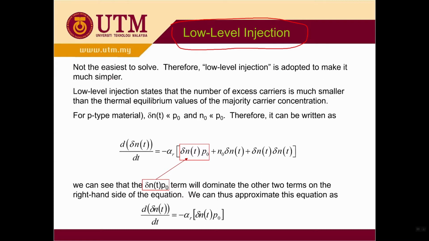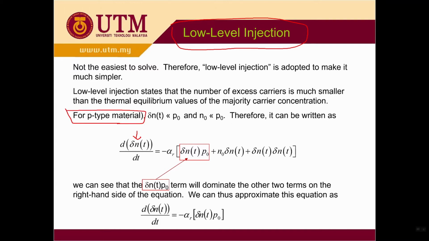So what is low-level injection? Low-level injection states that the number of excess carriers is much smaller than the thermal equilibrium value of the majority carrier concentration. So let's look here. What we replaced just now is delta n, right? For delta n, the material that we're going to use is n-type. This is how Neamen does it. When you put delta n here, you are working on a p-type material.